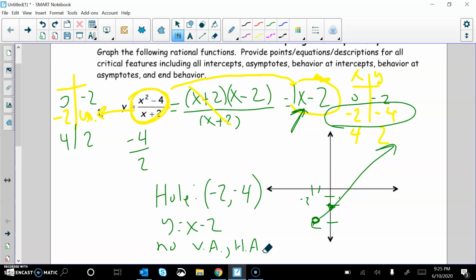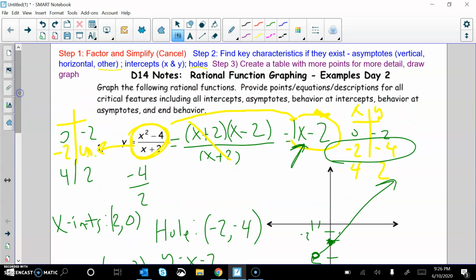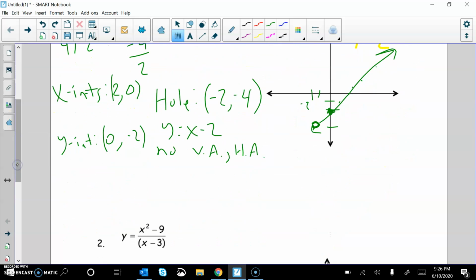That's that. Intercepts. Y-intercept is at 0, negative 2, right here. X-intercept, set it equal to 0. That happens when x is 2. So we have our intercepts. Check. Asymptotes, check. Holes, check. Any other points, knock yourself out. Get more detail as you wish. So that one's done. We have all the characteristics.